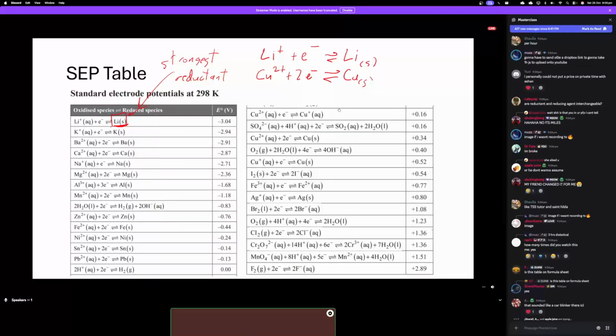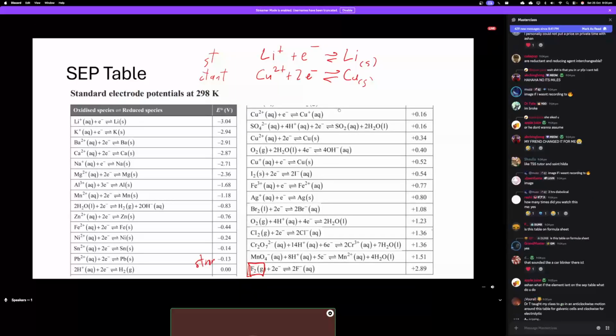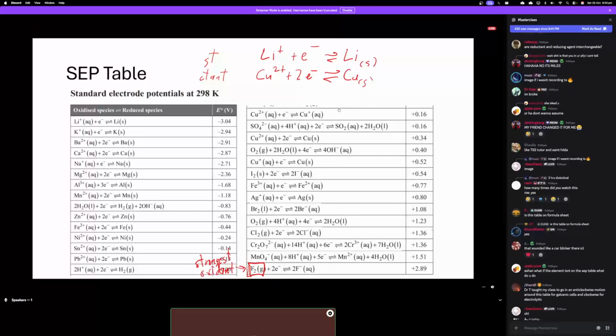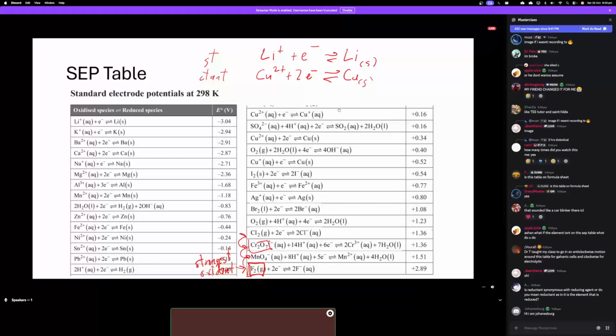Then let's go the other way around. This right here is the strongest oxidant. As I go up and up, these become slightly weaker. So permanganate ions are slightly weaker. Dichromate ions are slightly weaker. Chlorine gas is even weaker, etc. They get weaker and weaker as an oxidant.